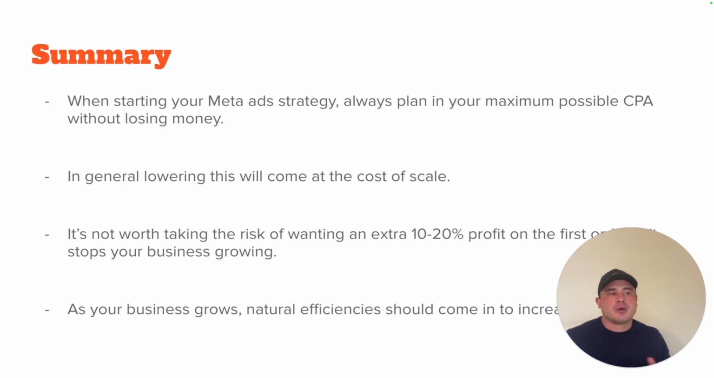So on to our summary, what are we talking about here? When starting your meta ad strategy, you should always plan a maximum possible CPA without losing money. Some businesses are even willing to go negative on their first CPA if they know they're going to get lots more money from returning customers after that. But a good baseline to start with in general for a business is what's your maximum possible CPA. In general, lowering this will come at the cost of scale, which is why we want to set our budget at what's the maximum we can spend.